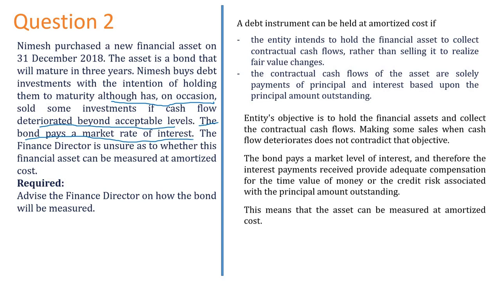A debt instrument can be held at amortized cost if the entity intends to hold the financial asset to collect the contractual cash flows rather than selling it to realize the fair value changes. The contractual cash flows of the asset are solely payments of principal and interest based upon the principal amount outstanding. So you'd better highlight these things in your standard book.